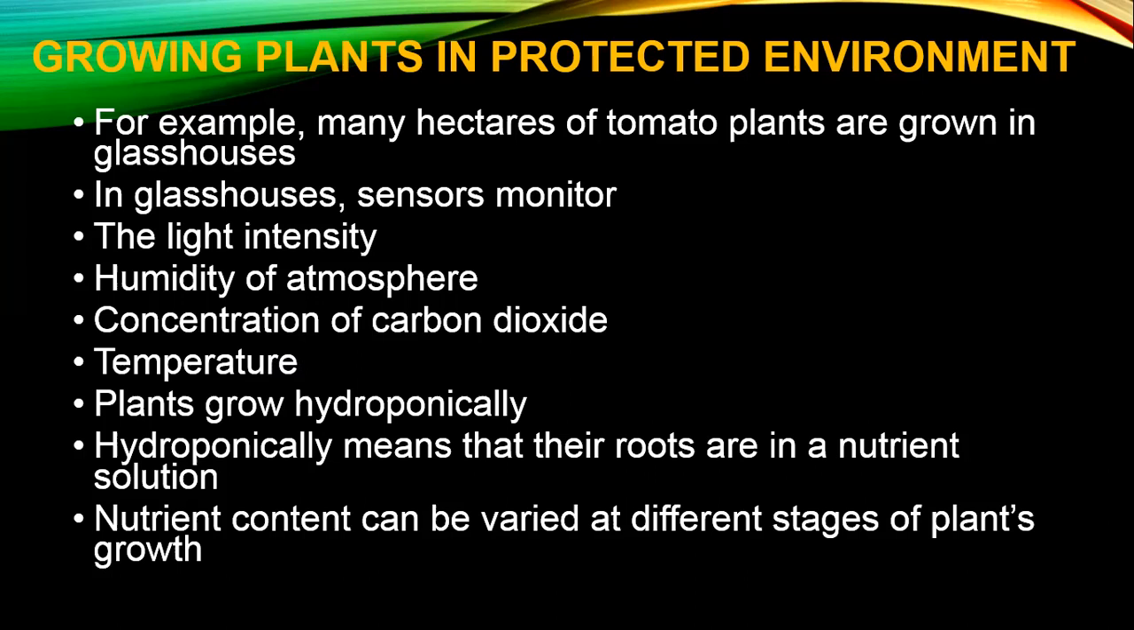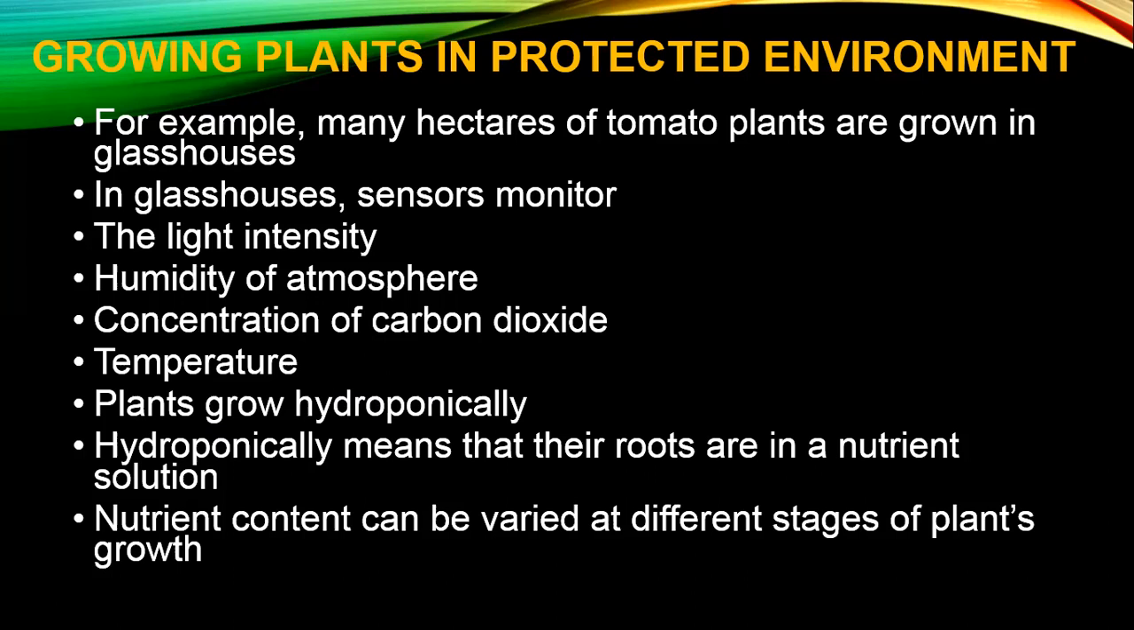Everything inside the glass houses is digitally controlled with the help of computers. Now you see one more thing. Plants grow hydroponically. What does hydroponic growth mean? Hydroponically means that their roots are growing in a nutrient solution, and nutrient solution means various nutrients are added. One advantage of this is that the content of the nutrients can be varied at different stages of plant growth as per requirement, like where we have to add more magnesium, where we have to add more potassium, etc. We know that all these things are required for the growth of the plant.